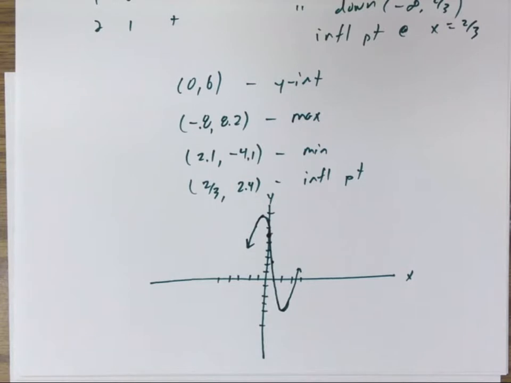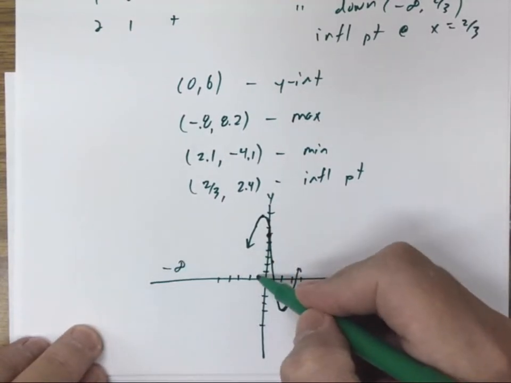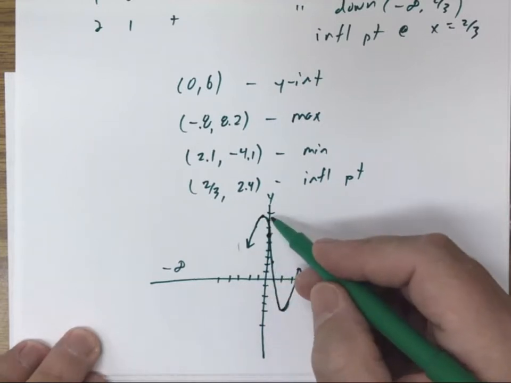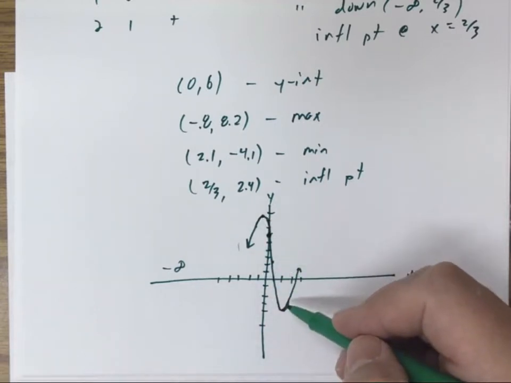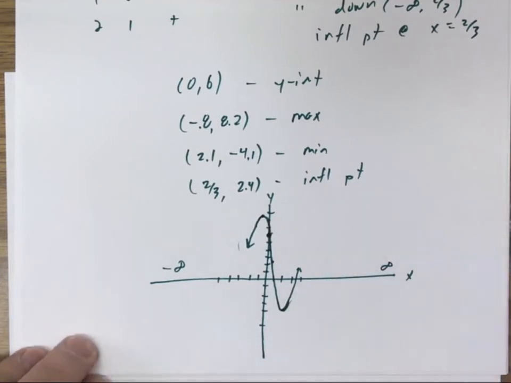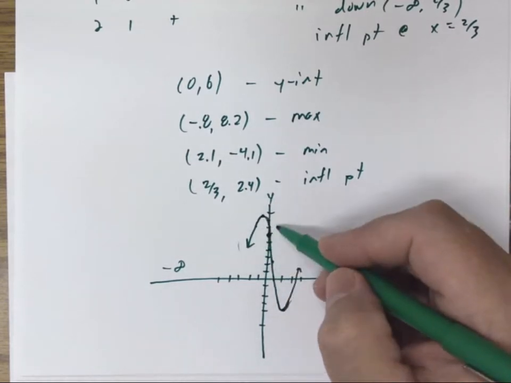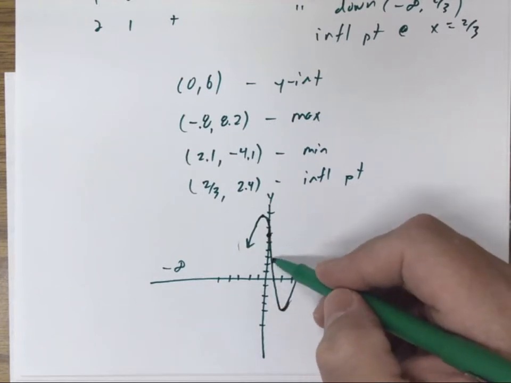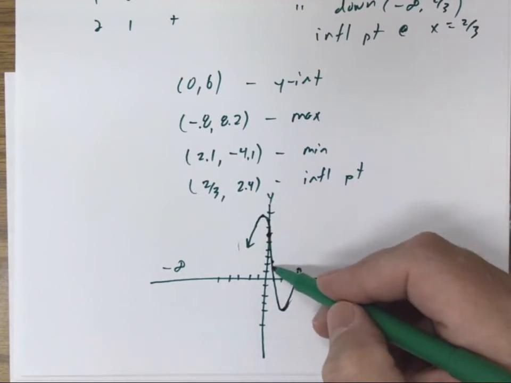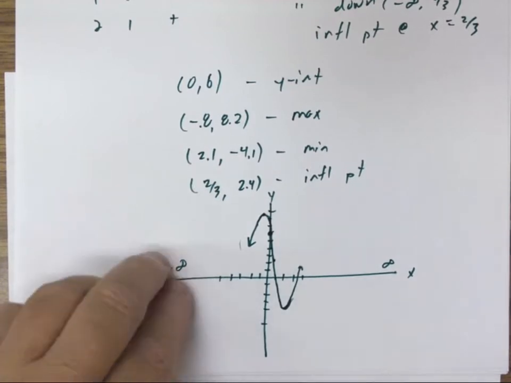Now, does this line up with what we found? We found the graph should increase from negative infinity to negative 0.8, which makes sense, and then it decreases from negative 0.8 to 2.1, which makes sense, and then it increases again from 2.1 to infinity. The concavity: concave down from negative infinity to right here, the 2/3, and then concave up from 2/3 to positive infinity. Wow, that was a lot of work, but that's the idea of this kind of problem.